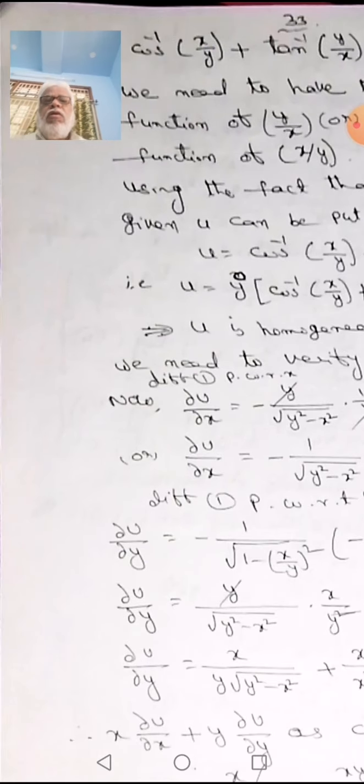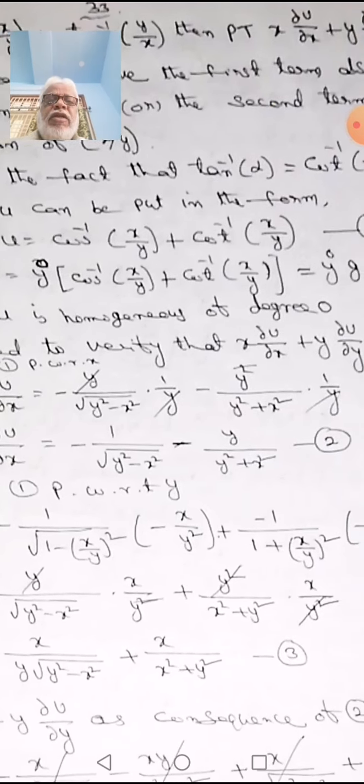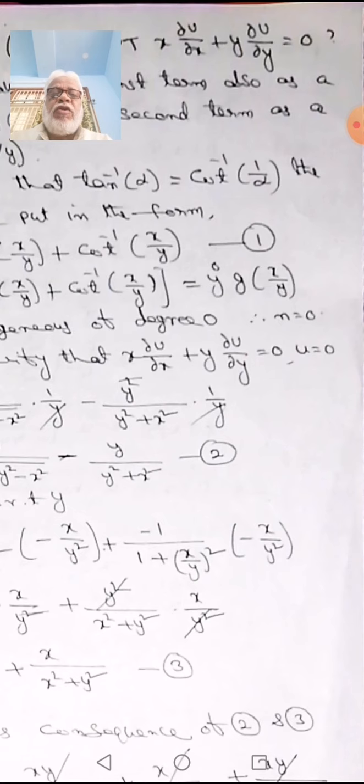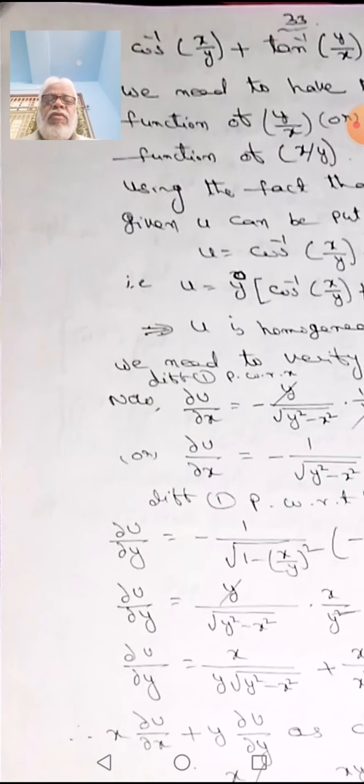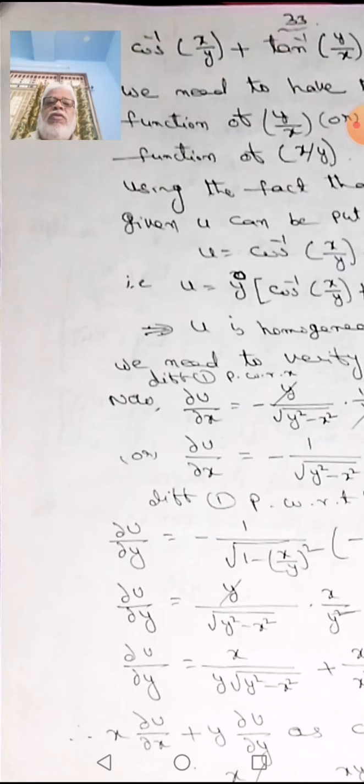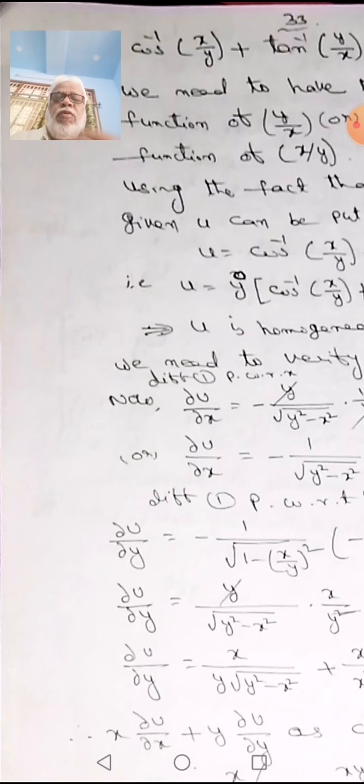Now we need to verify that x ∂u/∂x plus y ∂u/∂y is equal to 0, where u is homogeneous of degree 0. Now differentiating one partially with respect to x. Now ∂u/∂x is equal to what?